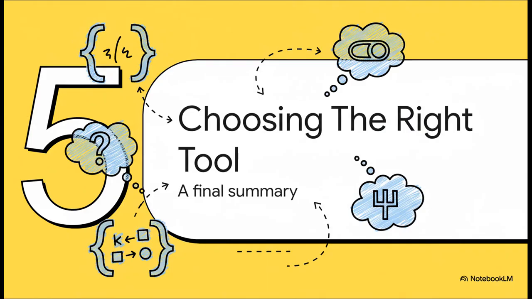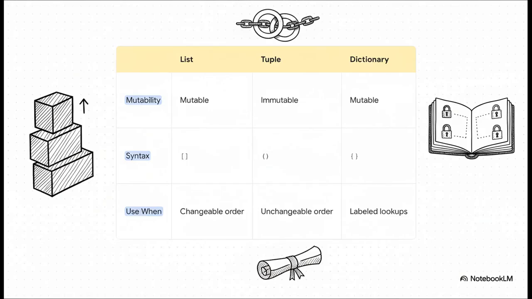Okay, so we've seen they're both super useful. The big question is, how do you decide which one to use? Let's break it down. This is it, your cheat sheet. Need an ordered list of things that you're going to change a lot? Use a list. Got an unordered list of things that should never change? Use a tuple. And if you need to store and find data using labels or names, not numbers, that's a job for a dictionary. That's really all there is to it.